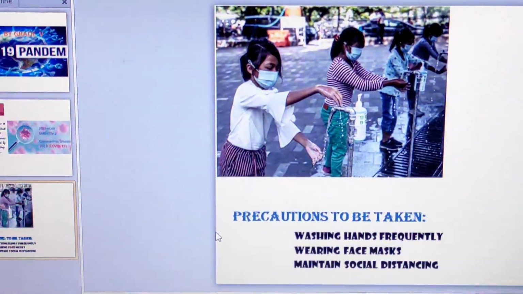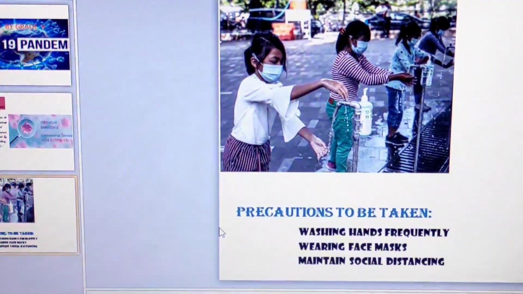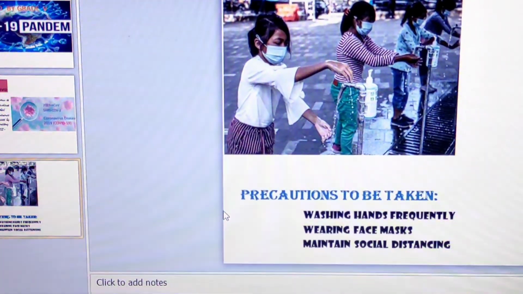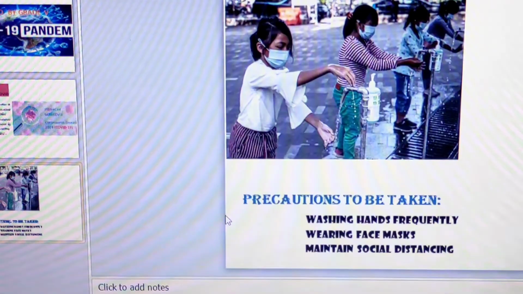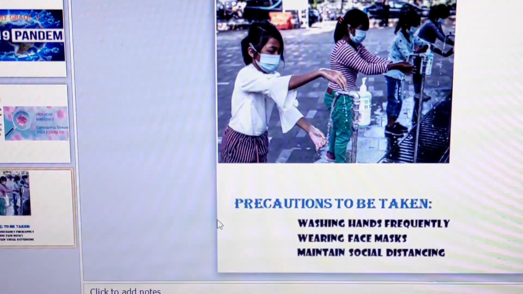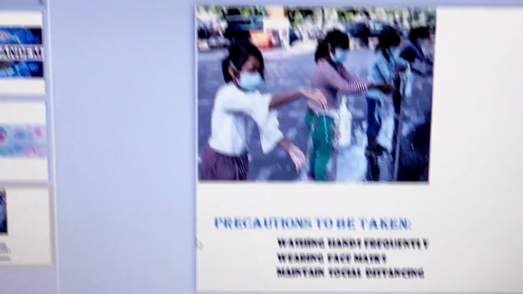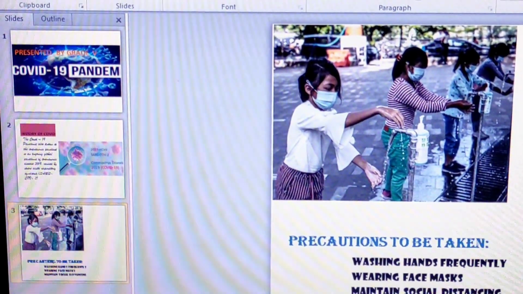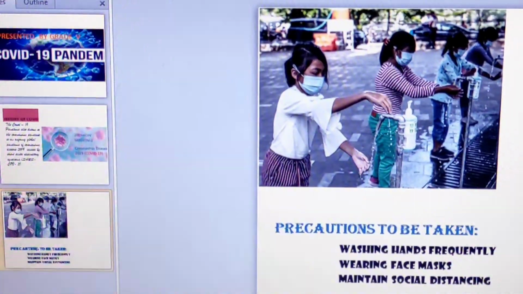And here is our third slide, which has been included with the points, precautions to be taken. First one is washing hands frequently, wearing face masks, and maintaining social distancing. So this is our presentation regarding the topic COVID-19 pandemic.